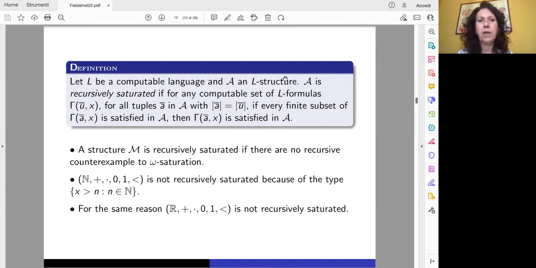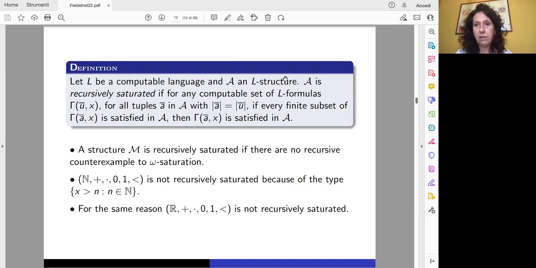So if we start with a computable language, and we take an L structure, then A is recursively saturated if for any computable set of L formulas, and for any finite tuple of parameters from the structure, if it's consistent with the theory of A, then the type is realized in A. So any finitely satisfiable subset of Gamma(x, a), if it is finitely satisfiable, then it is realized in A. Another way of defining recursive saturation is that there is in M no recursive counterexample to omega saturation.